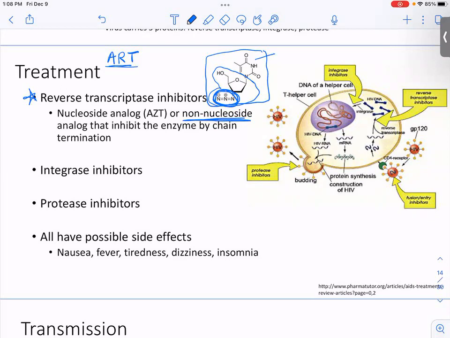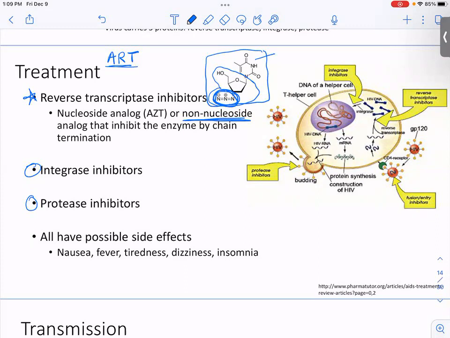Of course, integrase inhibitors keep the HIV DNA from integrating into our host chromosomes. Protease inhibitors keep that protease enzyme from working so that the new virion doesn't mature and it's not able to replicate. And there are a few other mechanisms as well. But again, people have to stay on these drugs.